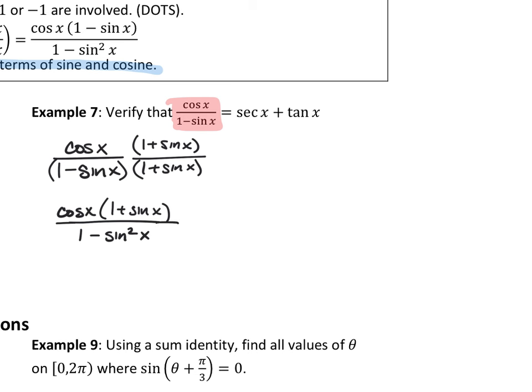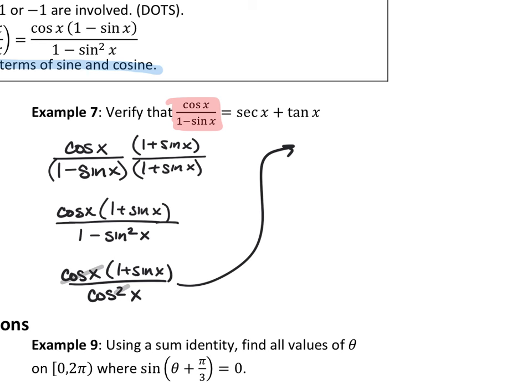The reason we multiplied by a trig conjugate is because now the denominator is one of my Pythagorean identities. What is 1 minus sine squared of x equal to? Cosine squared of x. Okay, that's simplified a little bit. That looks good. What do you notice might happen in this fraction? What's on both top and bottom here? Cosine. So let's cancel them out. So one of the cosines in the bottom cancels with the cosine in the top. Which means I have 1 plus sine of x divided by cosine of x.